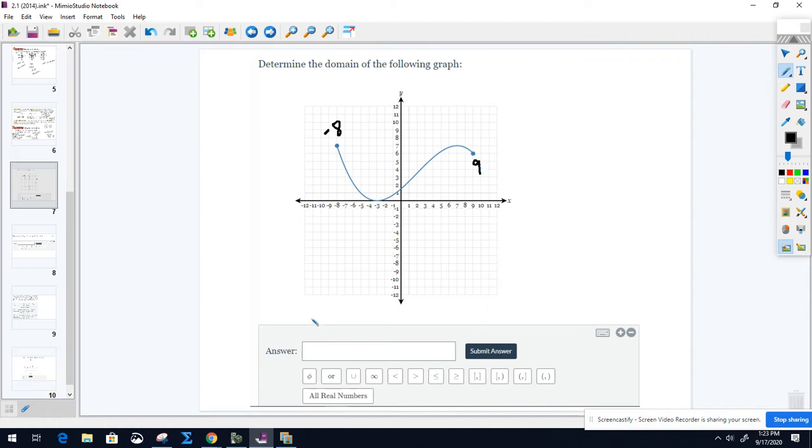So I would hit this right here, and it would bring me a bracket, put a comma there, and a bracket here. Okay, so again, I would hit that button, and then where does it start? -8 to 9. And that's the answer for this.